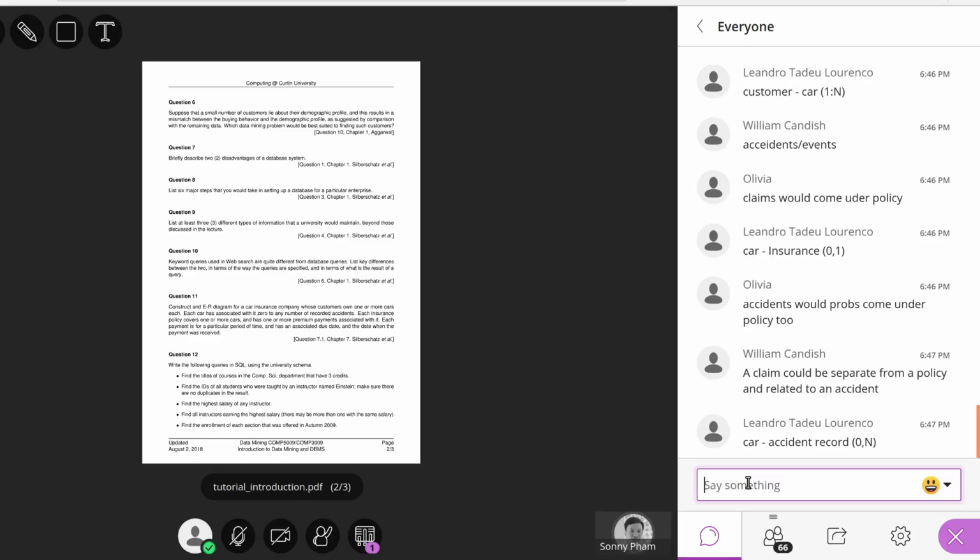Yeah, okay, maybe William, maybe a claim is probably associated with an accident. From the car insurance perspective, an accident claim probably sits within an entity, right? An accident record, maybe that's definitely something suitable.